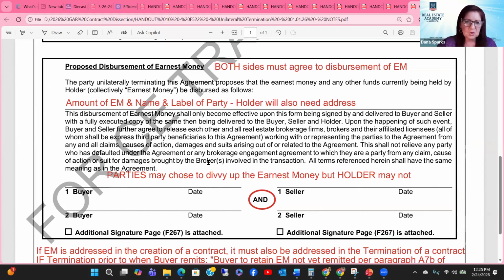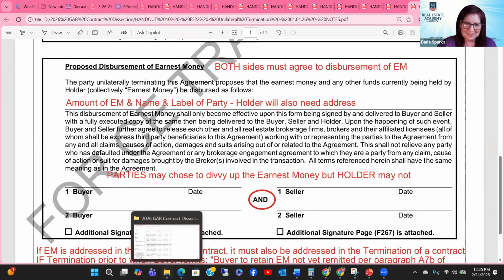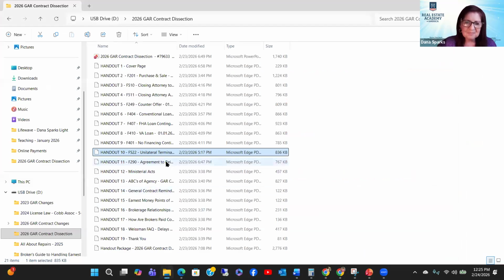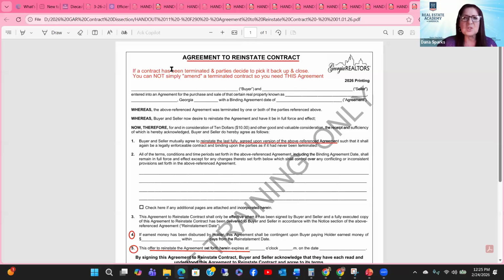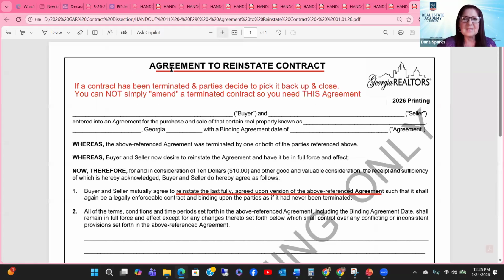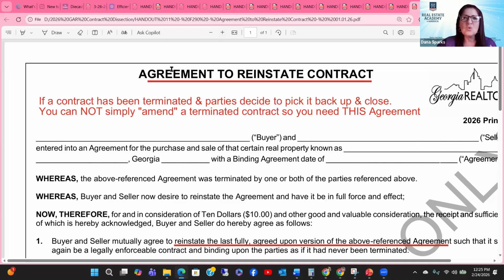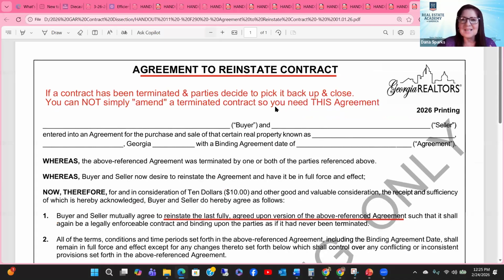All right, one more form, and then we're done. So let's say a buyer and a seller have terminated a contract, but they change their mind. They decide they want to reinstate the contract. You cannot amend a dead contract. Once it's terminated, it is terminated. You cannot do an amendment to a terminated contract. So what do you do? GAR has this form, agreement to reinstate the contract.